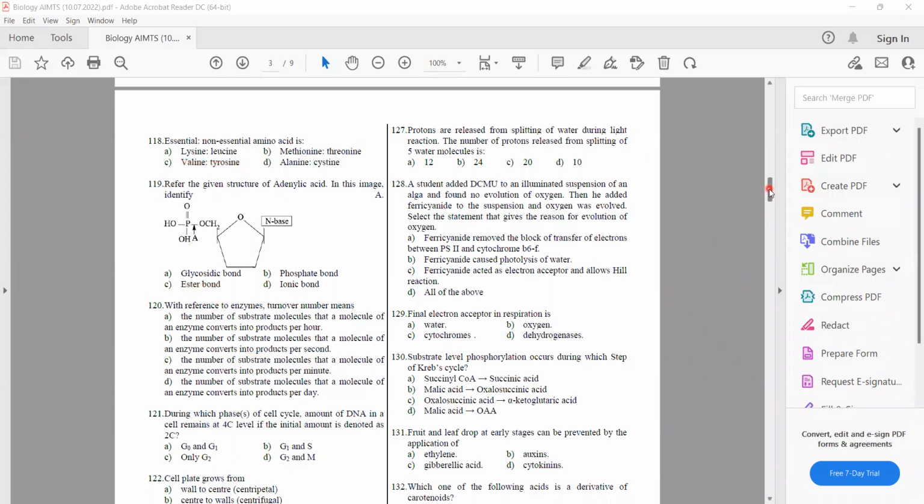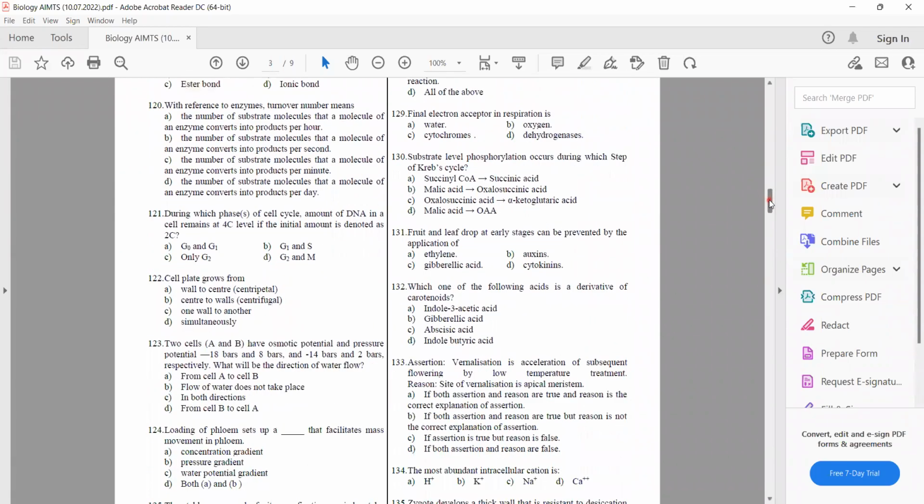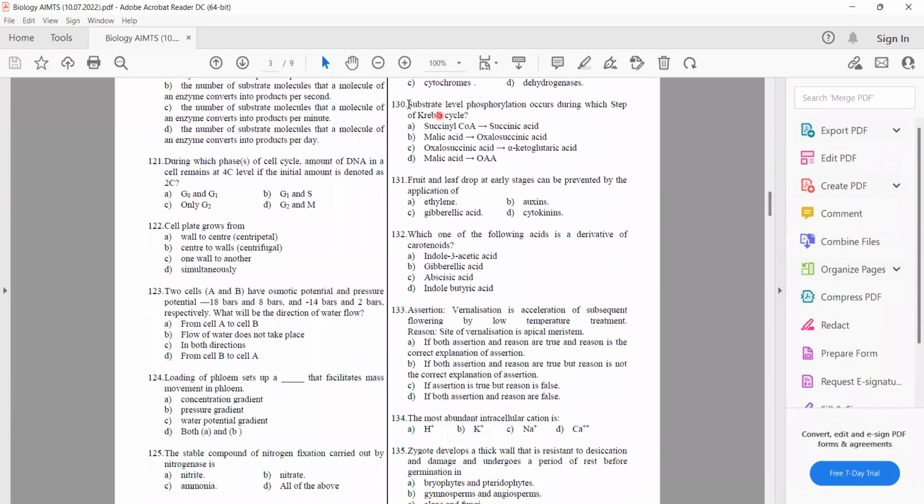121. During which phase of the cell cycle does the amount of DNA in a cell remain at 4C level if the initial amount is denoted as 2C? So the initial amount is denoted as 2C. DNA synthesis takes place in the S phase, and it will be 4C there. And in the G2 phase, the amount of DNA will be the same. So in the S phase and in the G2 phase, the amount of DNA will be at 4C.